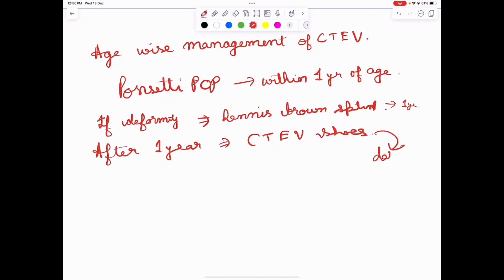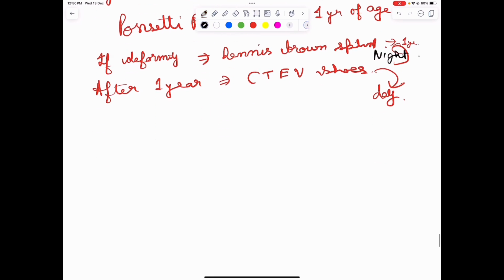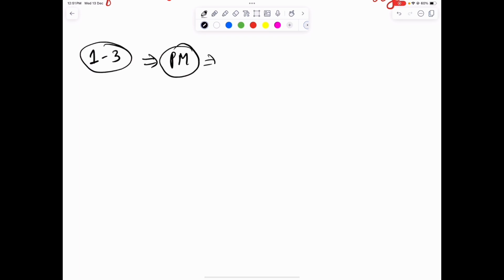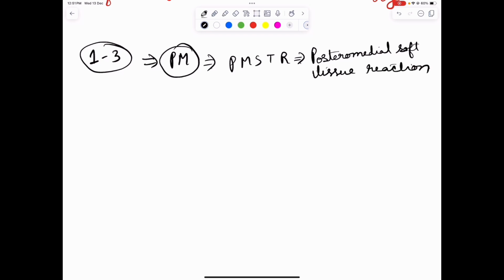This is being used in daytime, and at night time we will use Denis Browne splint. Now we move on to when the deformity is not corrected or untreated. What will we do? In 1 to 3 years, the Prime Minister is supreme. So what will we do? PMSTR, that is posteromedial soft tissue release. Now we will move on to 3 to 5 years.